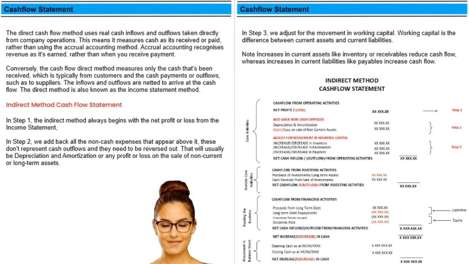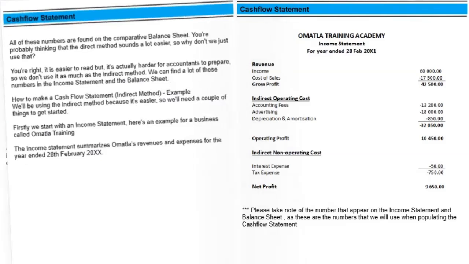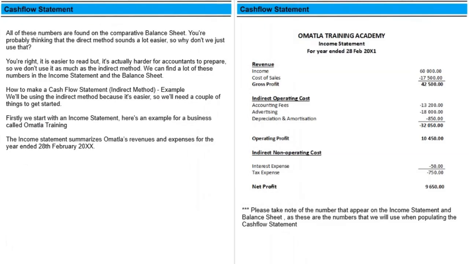Please take note. Increases in current assets like inventory or receivables reduce cash flow, whereas increases in current liabilities like payables increase cash flow. All of these numbers are found on the comparative balance sheet. You're probably thinking that the direct method sounds a lot easier, so why don't we just use that? You're right, it is easier to read but it's actually harder for accountants to prepare, so we don't use it as much as the indirect method.